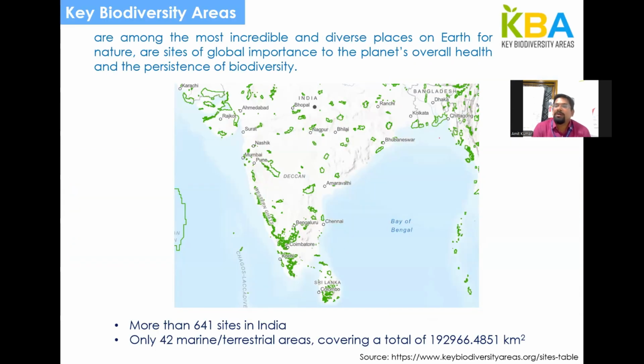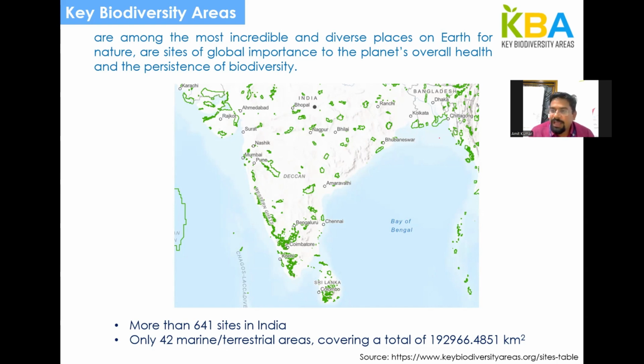If we look into Key Biodiversity Areas, which are defined as the most incredible and diverse places on earth for nature, sites of global importance to the planet's overall health and the persistence of biodiversity, which is maintained on a website called World Resources for the Key Biodiversity Area, if I remember well, you can see that there are 641 sites in India listed as Key Biodiversity Areas in our country.